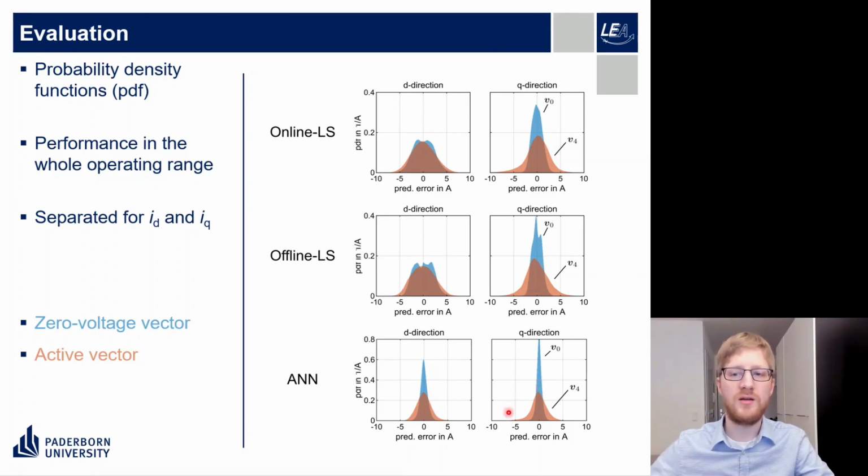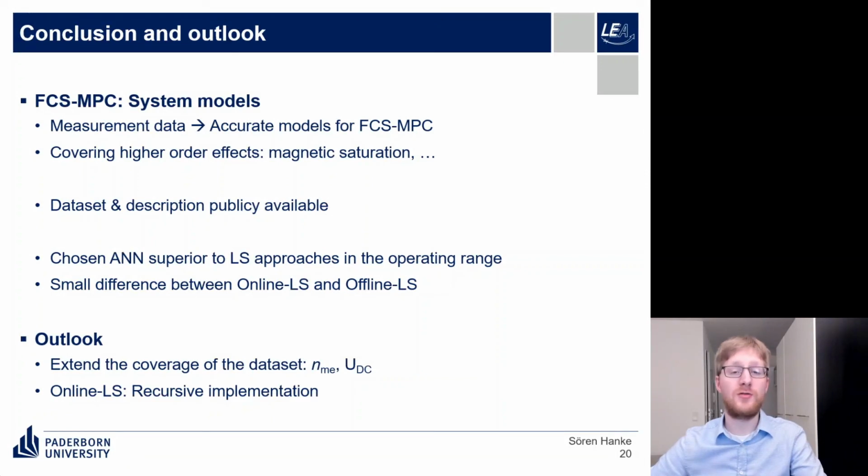Also, the probability density function for the prediction of an active voltage vector is shaped towards smaller prediction errors. The same holds true for the prediction error of the d-direction. To summarize, it is possible to extract accurate models from measurement data with data-driven approaches. These models are able to cover higher-order effects like the magnetic saturation. A dataset we have recorded and used for training and evaluation is publicly available, so that you can test your own approaches and modeling techniques.